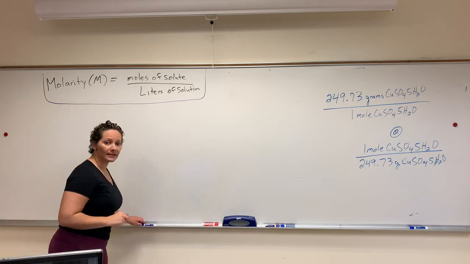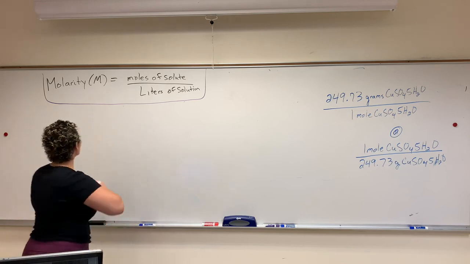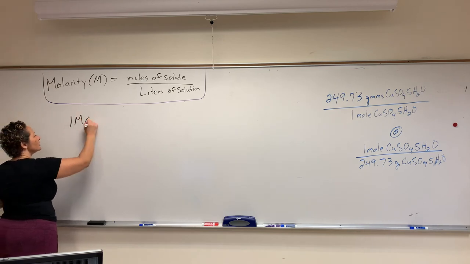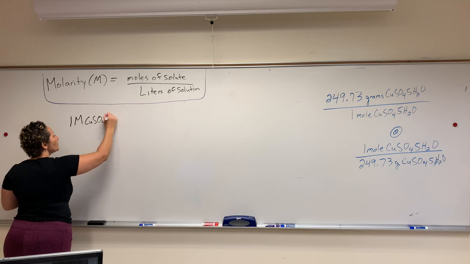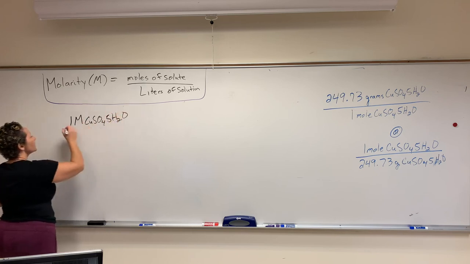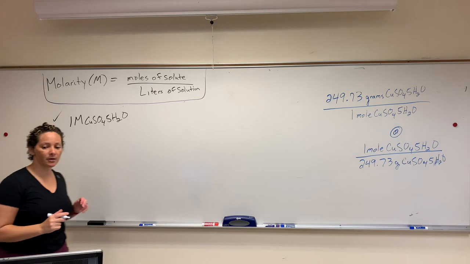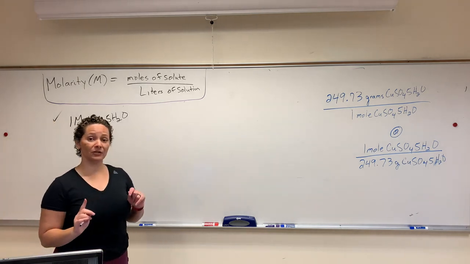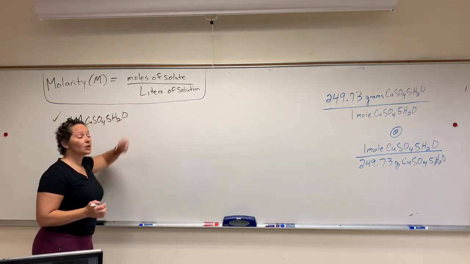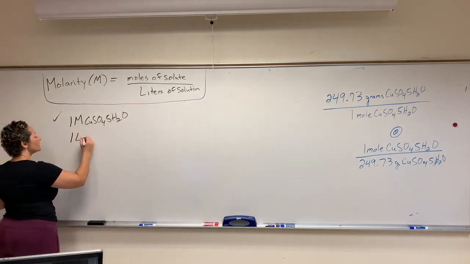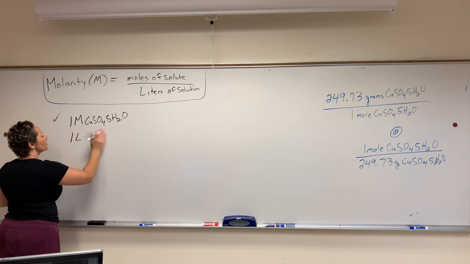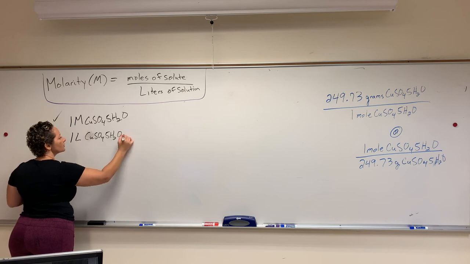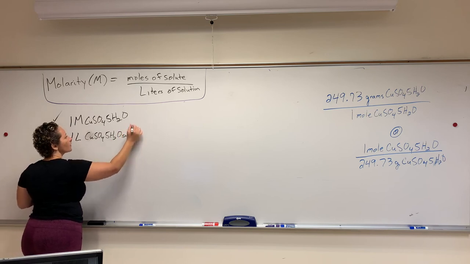All right, so let's start writing down some things. We're looking for a 1 molar solution, so 1 molar solution, CuSO4·5H2O. That's one of our objectives, so I'm going to write it down. And then it says to follow in a 1 liter solution. Well, look at that. We got liters here. So I'm going to write this down: 1 liter CuSO4·5H2O solution.